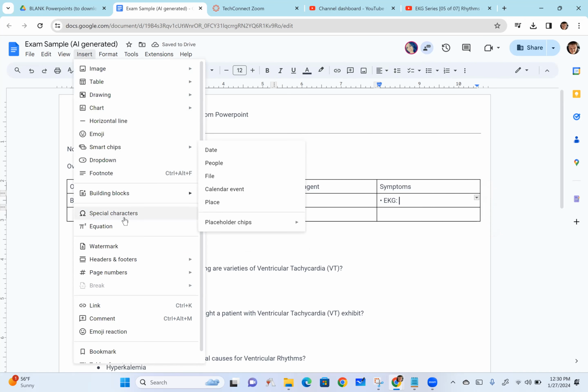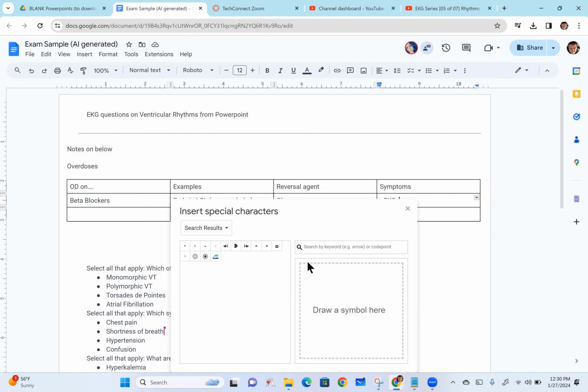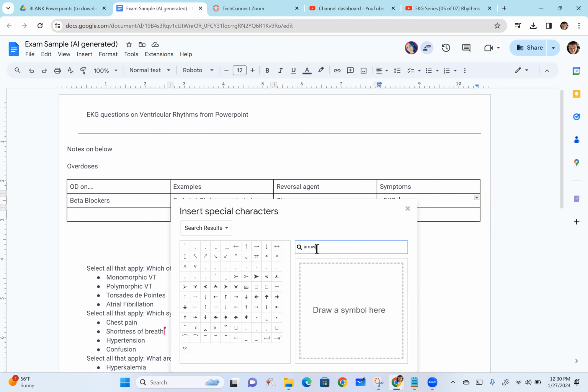So usually I'd like to make sure it's nice and good arrow. Increased, right? And we'll probably use decreased somewhere. So it's increased PR interval, right? And then what else? What's decreased on the EKG? Good, decreased heart rate, right?